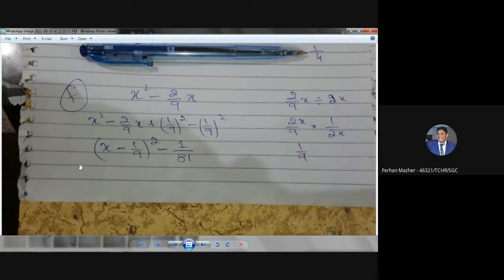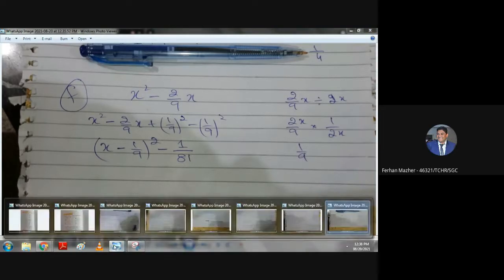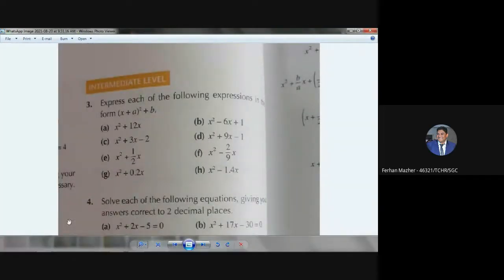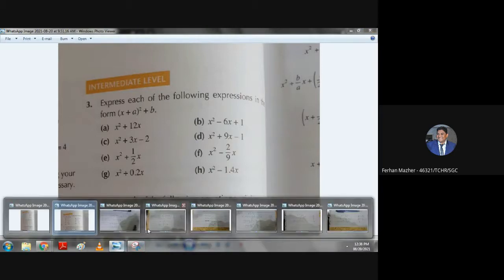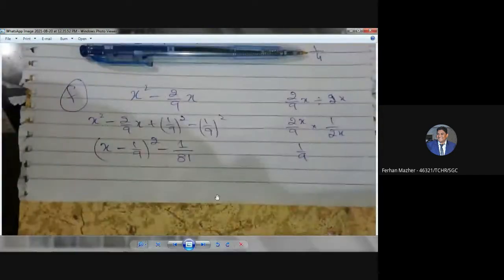What you say? Do you understand this technique? Yes, sir. Okay, very good. Let me note down the next question and then you can do this in your copies. So we have question number 3, G part, that says x square plus 0.2x. Okay. So kindly note down that question in your copies. And meanwhile, I will do this.